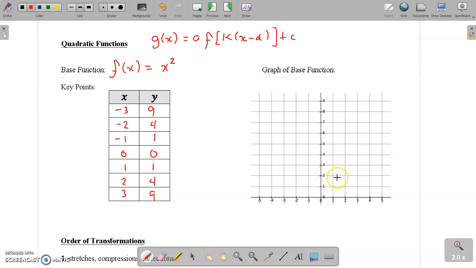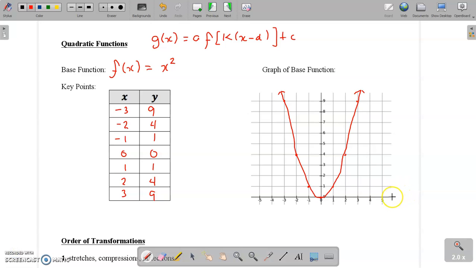And if you want to plot it, or you should plot it, if I start in the middle here, we've got 0, 0, 1, 1, -1, 1, then -2, 4, 2, 4, 3, 9, and -3, 9. And then you want to join the points. Okay, so here you've got your parabola. And don't forget, when you're graphing, you should label the axis as well. The scale's already there, so you don't need to worry about that.